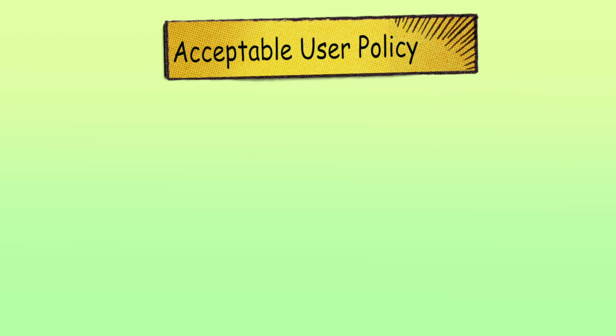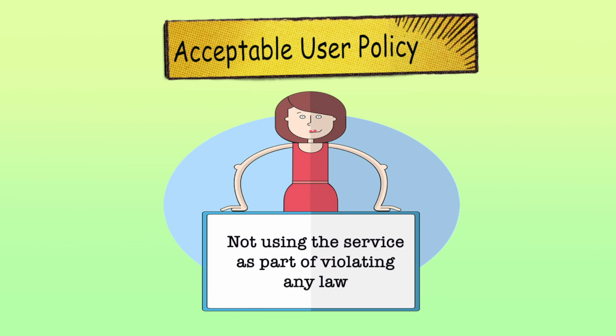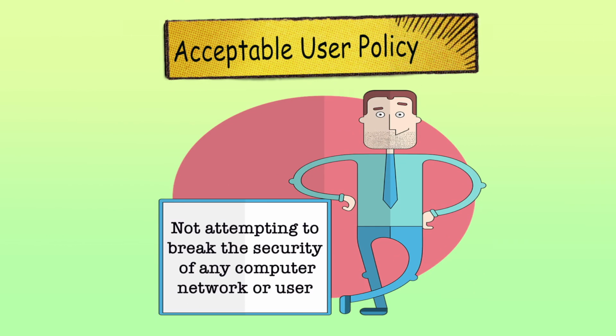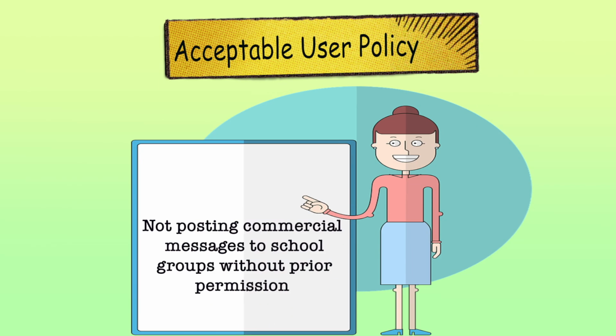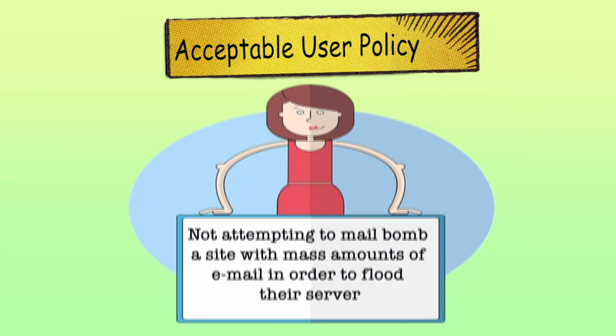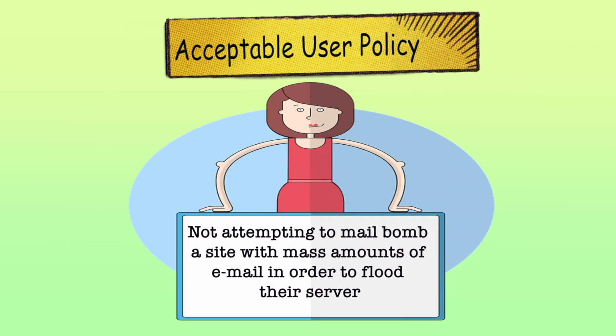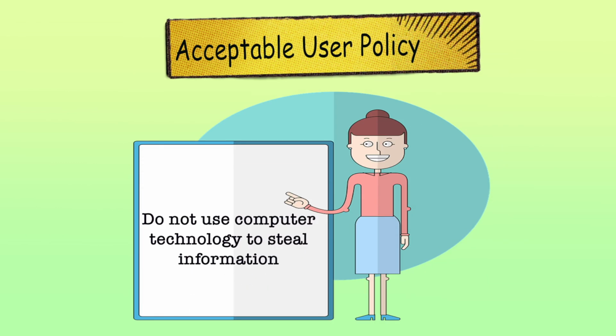An acceptable user policy may contain: not using the service to violate any law, not attempting to break the security of any computer network or user, not posting commercial messages to institutional groups without prior permission, not attempting to send junk email or spam to anyone who doesn't want to receive it, not attempting to mail bomb a site with mass amounts of email in order to flood their server. Do not use computer technology to cause interference with other users' work. Do not use computer technology to steal information.